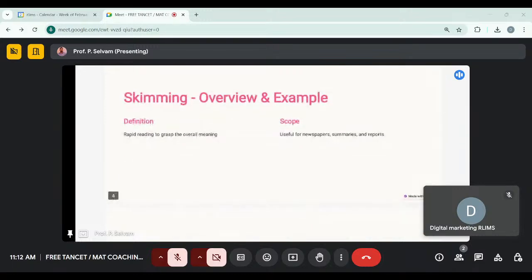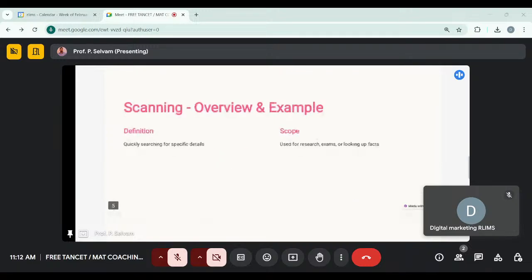So this is the example that I have told you already. Skimming means you will be reading rapidly to understand the overall information. It is useful for newspapers, summaries, and reports. And what is scanning all about? In the scanning process, you will quickly search for specific details. It is also used for exams, research, or looking up facts.